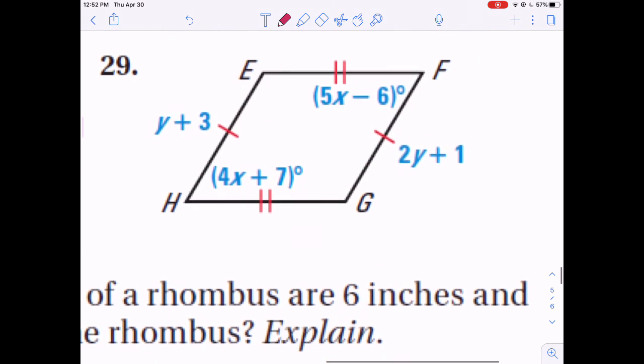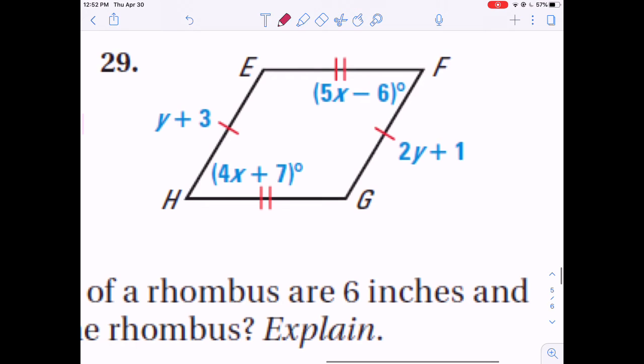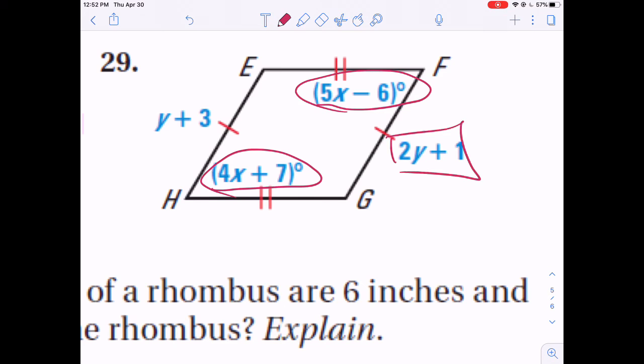Now this is just a plain old parallelogram, right? Look at the sides. You have two equal across from each other, the single hash mark and then the double hash mark. So it's not a rhombus, certainly not a rectangle. But again, opposite angles are equal, so those two would be equal. Opposite sides are equal, so this 2y plus 1 would be equal to y plus 3.